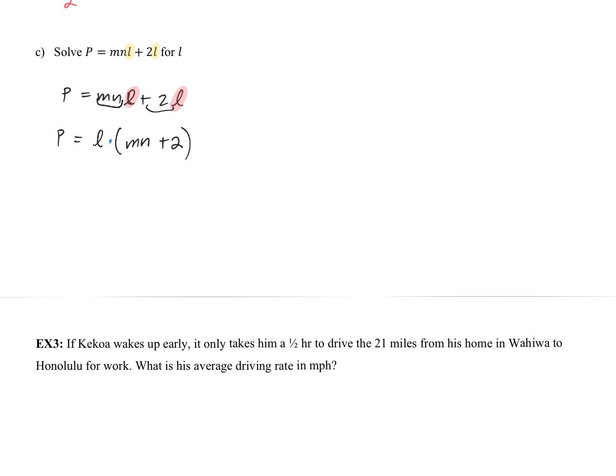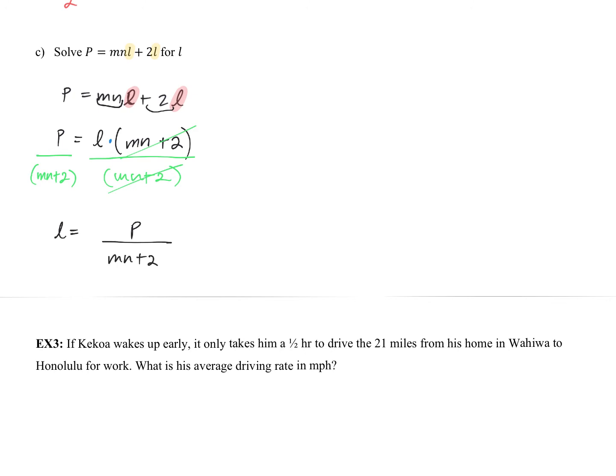So to undo that multiplication, we'll go ahead and divide it out. That cancels on that side. You have to divide the other side. Remember, properties of equations. And we have L equals P divided by MN plus 2.